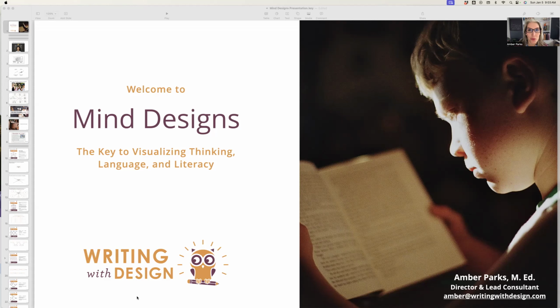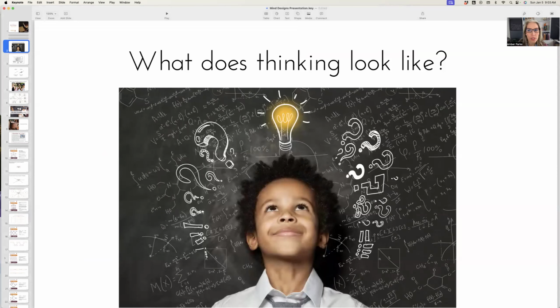And that's a really difficult question to answer, especially if we're students, especially if we're learning English, especially if the content is tricky. So these mind designs are ways for us to help visualize our thinking and really help answer the question, what does thinking look like? Right? What goes on in our brains when we go through the different thought processes to ultimately learn the information?